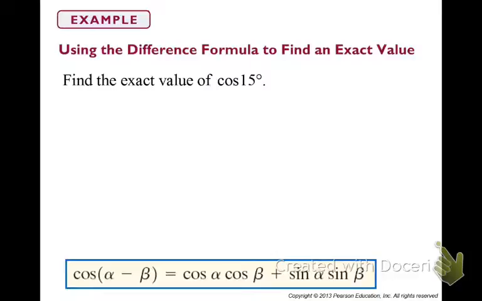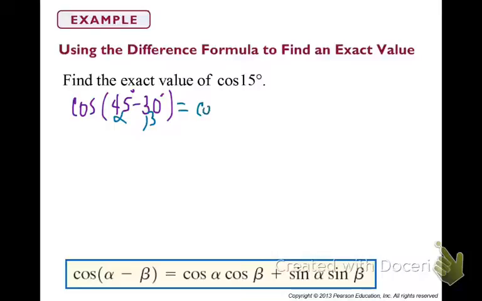What angles in quadrant 1 could we subtract to give us a 15? 45 and 30. So that's what we're going to do. So let's rewrite. So cosine of 45 minus 30, and those are our degrees. So we have our alpha and our beta. And let's go ahead and sub all that in.